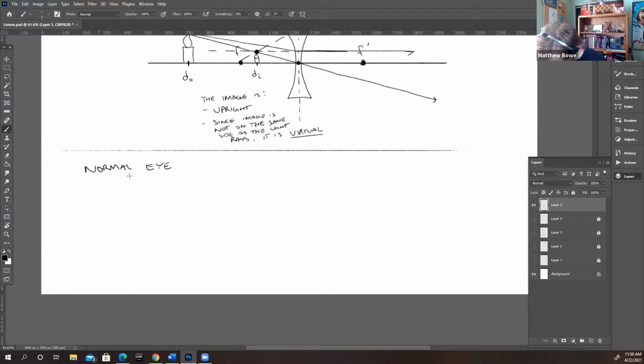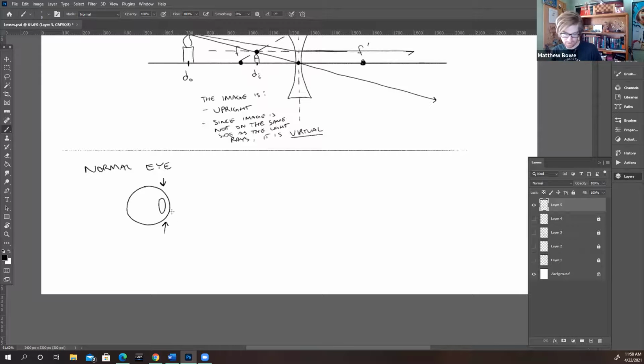Normal eye is the eye. It has that lens in it. And in your eye, there's muscles that will squeeze and stretch that lens that's right in the front. Squeeze it together just to change its shape.